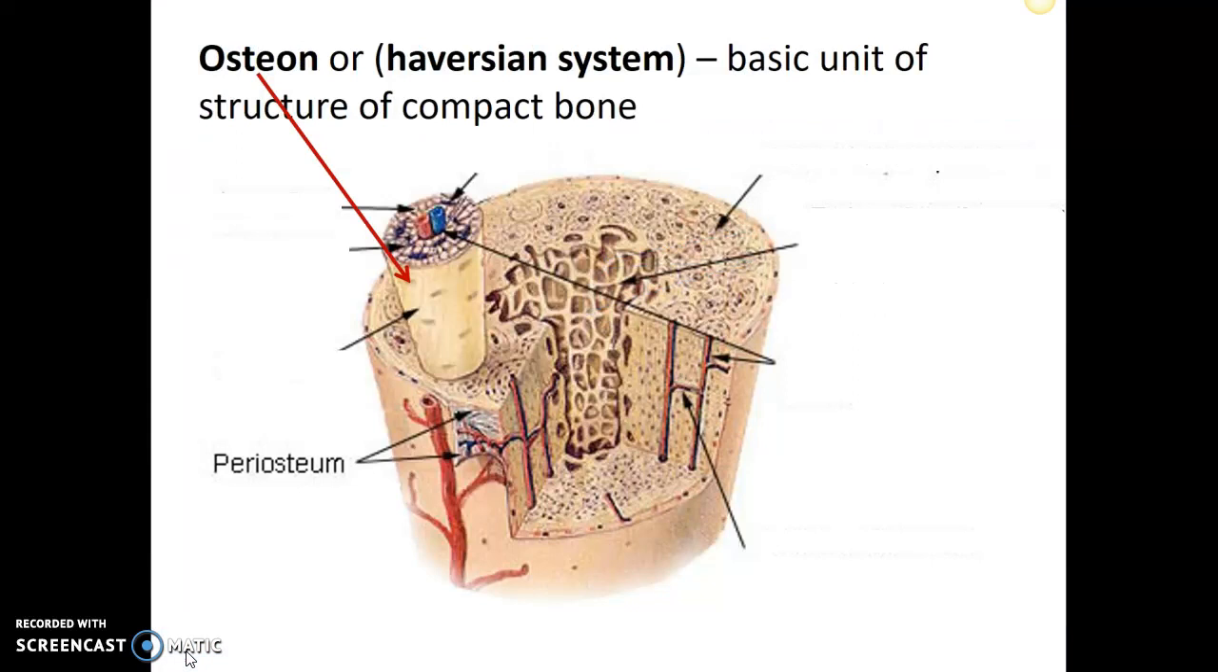The osteon is the basic unit of structure of compact bone. It's also called the Haversian system after Clopton Havers, the Swedish doctor who found it. But I don't like those egocentric namings, so I don't agree with them. Osteon makes sense. Osteo, bone.